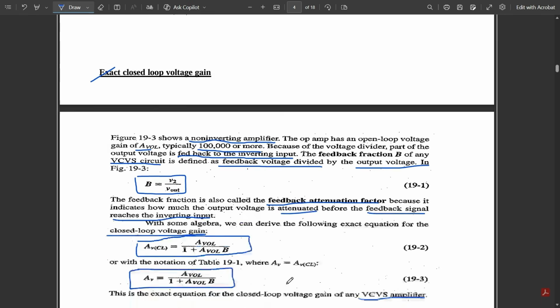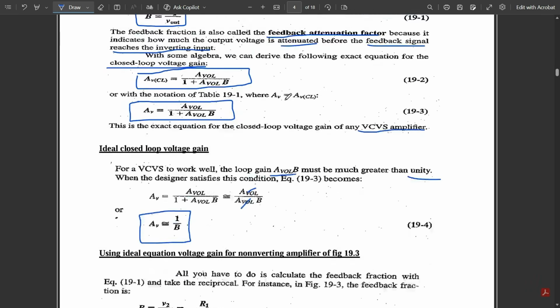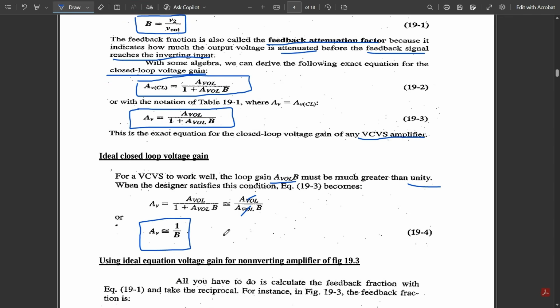Okay, so this is the exact voltage gain, the initial closed loop voltage gain, but not in the ideal state. This is the practical state voltage gain, and this is the ideal state voltage gain. So please remember, for a VCVS amplifier, these two equations, in case they ask problems, you need to be solving them.